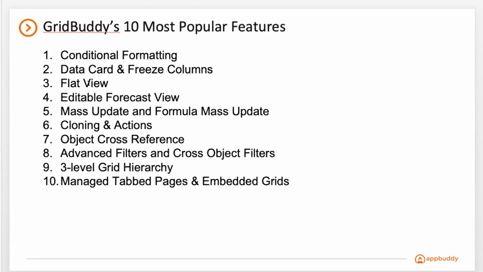Number 3 is flat view. Flat view allows you to combine objects so that you have a parent object and a child object at the same top level where you can edit the fields without having to click.